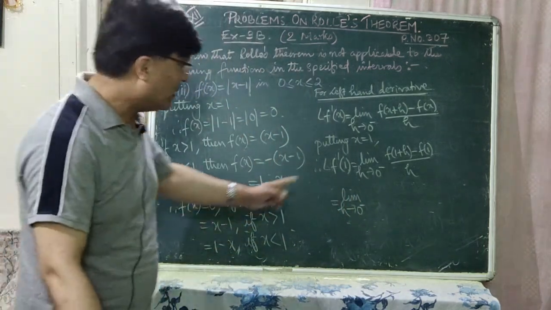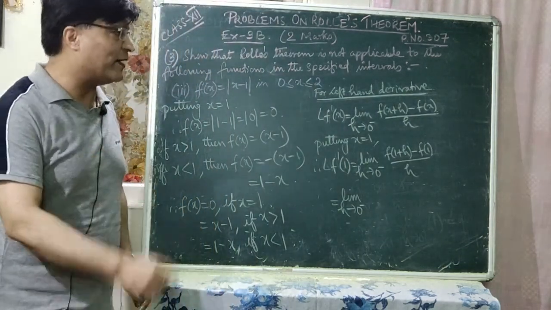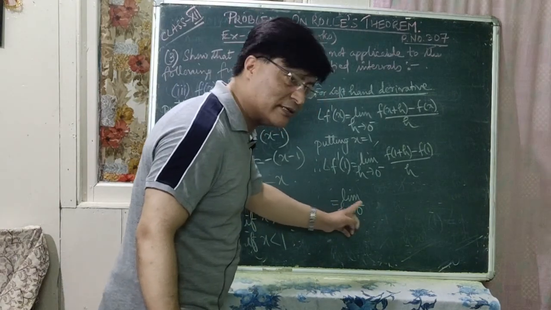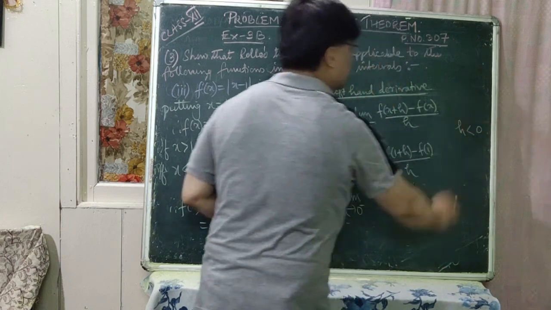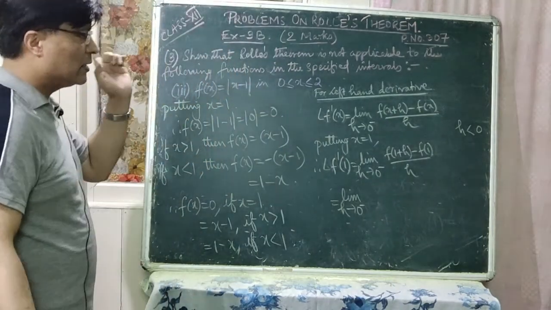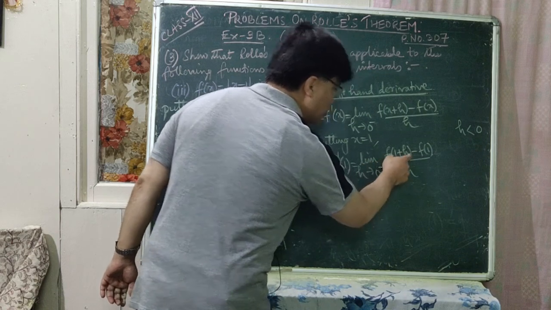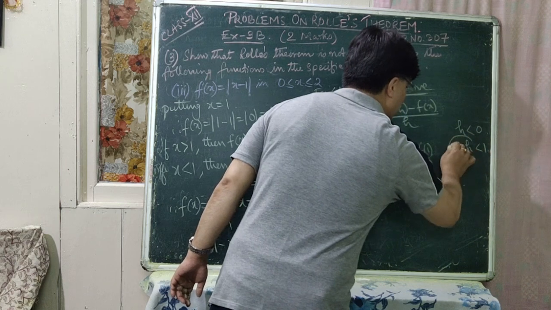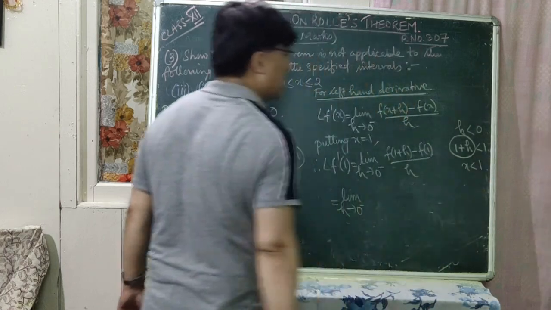Now when h tends to 0 minus, what is the value for f of 1 plus h? How can you find out the value for f of 1 plus h? Since h tends to 0 minus, h is less than 0, negative, right? That is, h is approaching 0 from the left hand side, so here h is less than 0. Since we have to get the value for f of 1 plus h, add 1 on both sides: 1 plus h is less than 1. Let us take it as x. So this is your x less than 1.